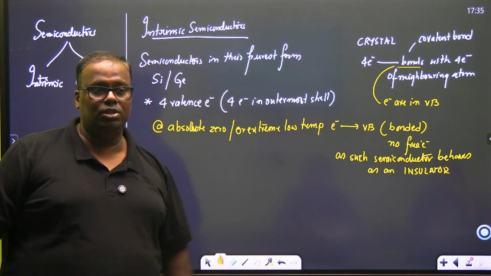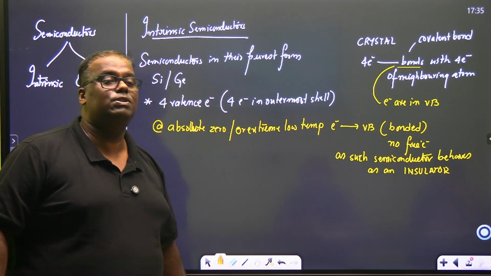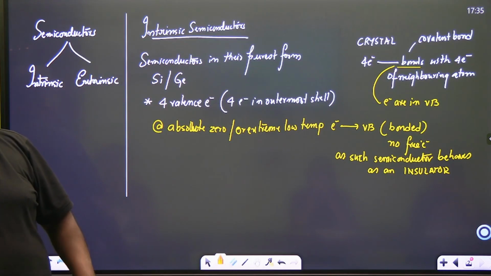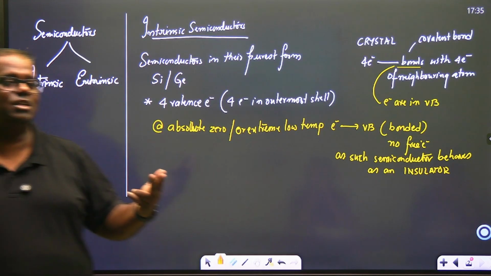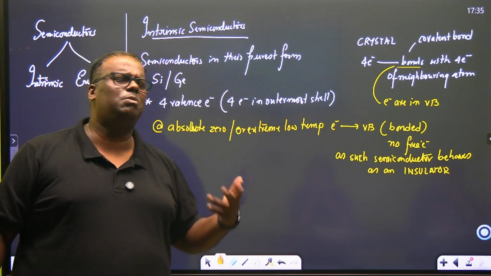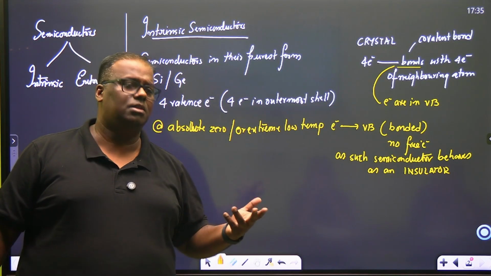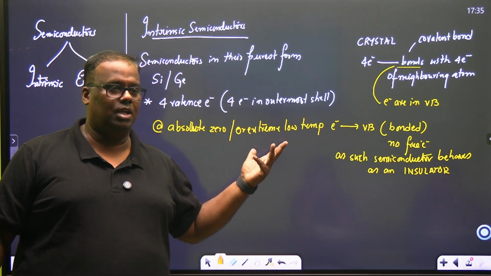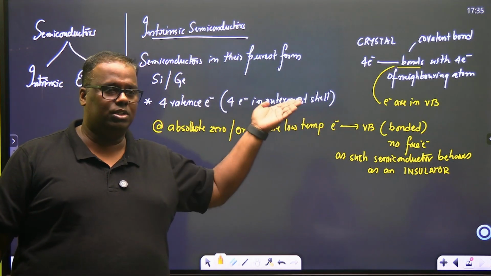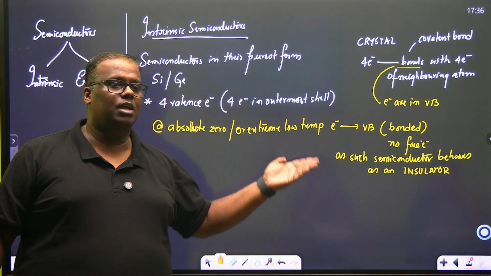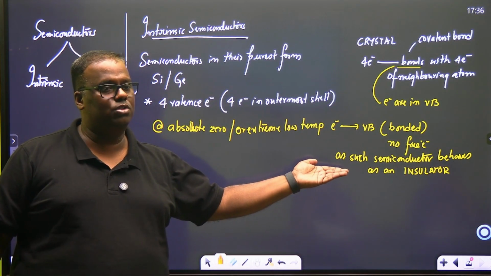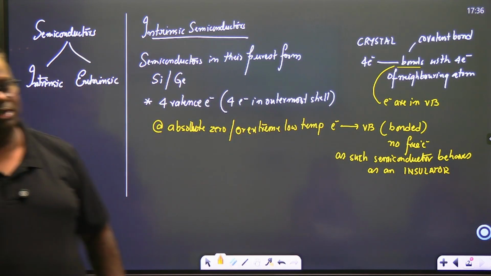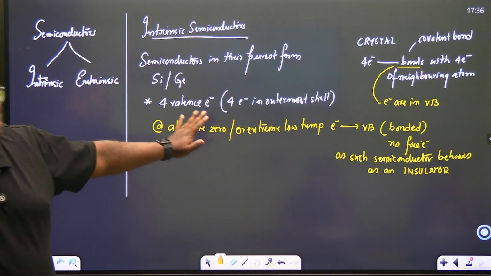When you are in bonded state, none of the electrons is free, which means you don't have any free charge carriers, and that is one of the reasons that a semiconductor does not conduct at absolute zero. Somebody might ask you a 1-mark question: why does an intrinsic or pure semiconductor not conduct at absolute zero? At absolute zero, all the electrons are in the valence band and bonded with electrons of neighboring atoms. As such, the semiconductor will behave like an insulator. Is this much clear? Have you written it?